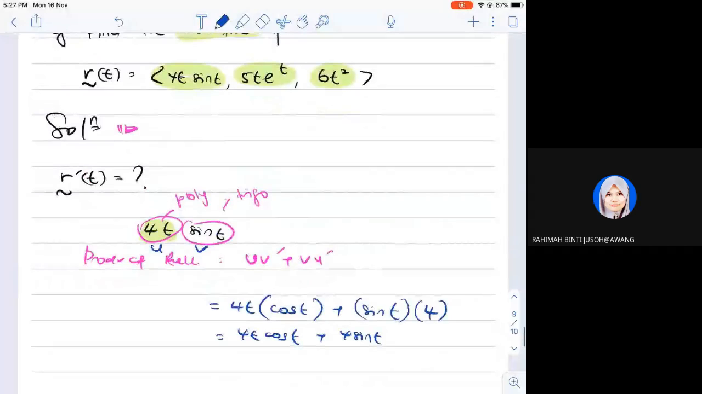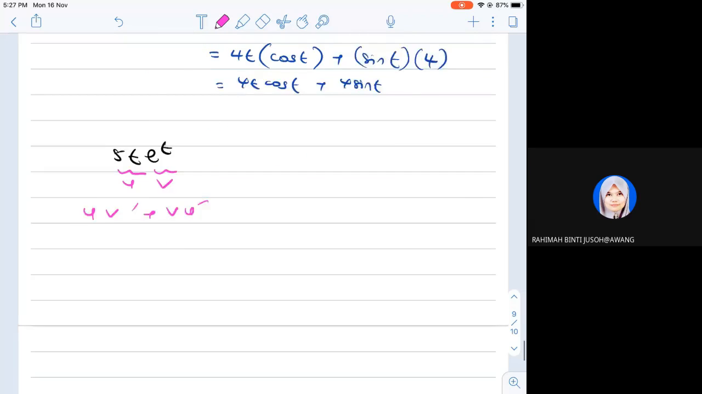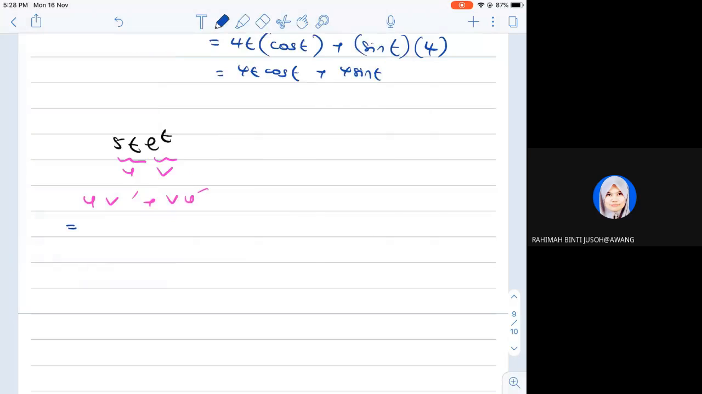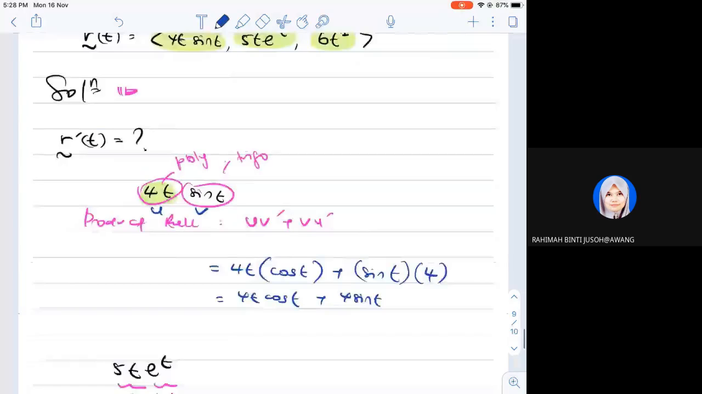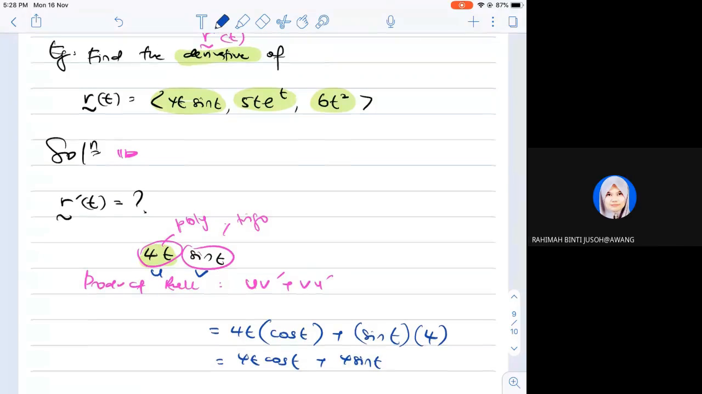Second component, 5t e^t. Product rule. Yes, again we use the product rule, UV prime plus VU prime. U is 5t, so 5t multiplied by V prime. Differentiate e^t, we will get e^t again. Yes, e^t. U prime should be 5. So we will have 5t e^t plus 5e^t.